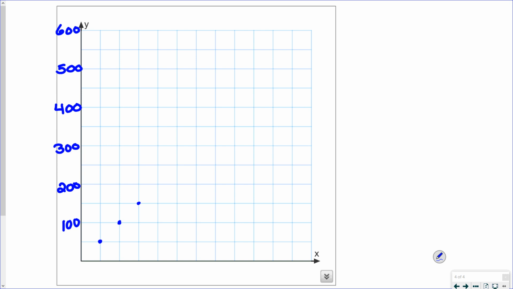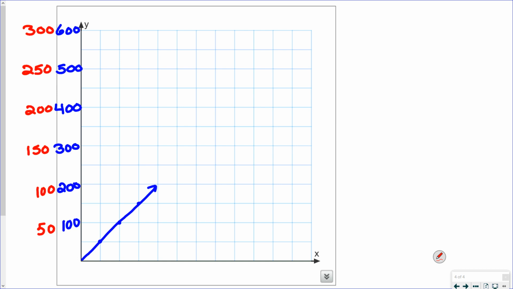In this case, our line should intersect the origin, and I need to make sure that I've put my arrow on the end. Well, maybe you decide to do a different scale for your y-axis, which is perfectly fine. You don't have to go up by 50s. Maybe you decide to go up by 25. So your scale would be labeled with 50, 100, 150, 200, 250, and 300.